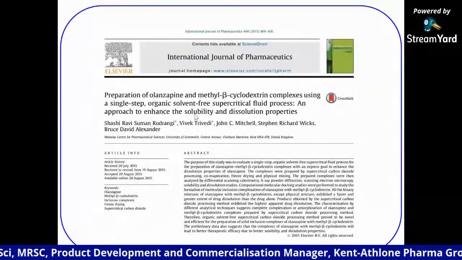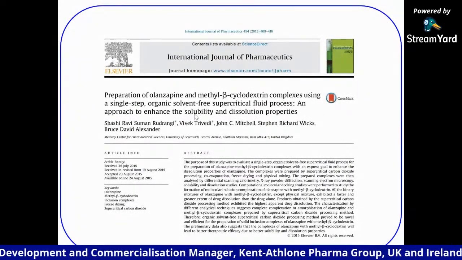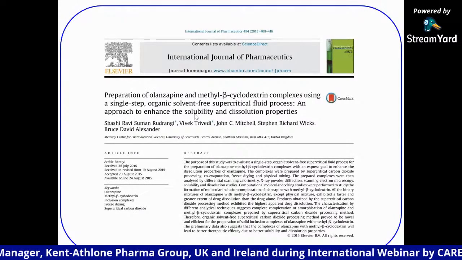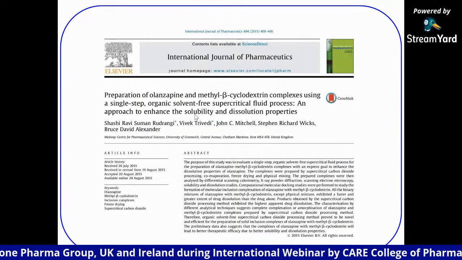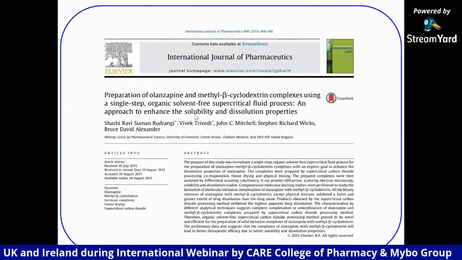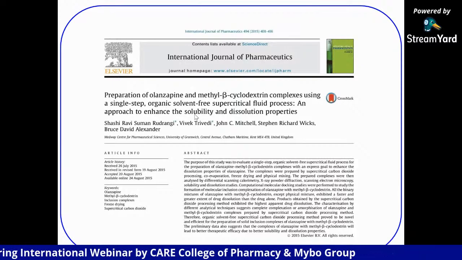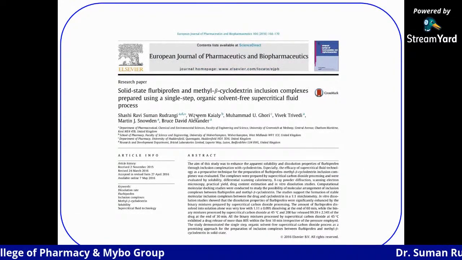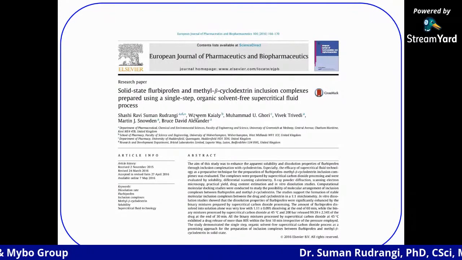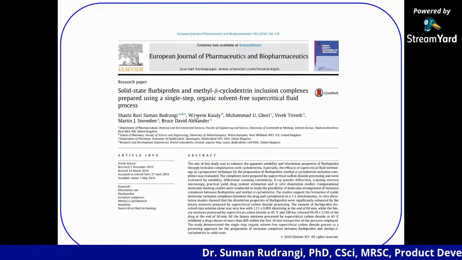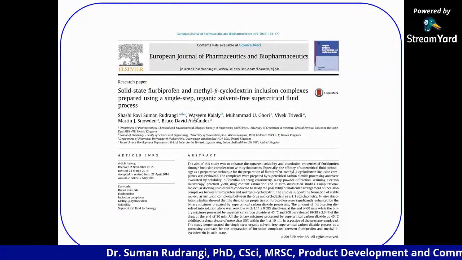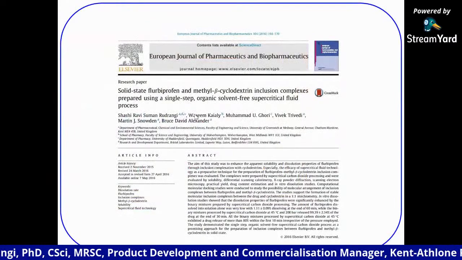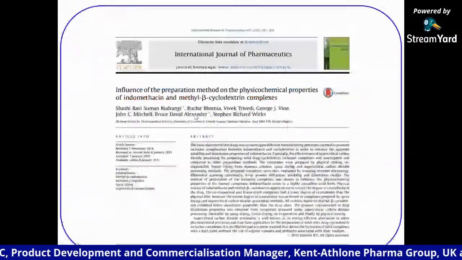And the next work was the preparation of olanzapine and methyl beta cyclodextrin complexes. And yes, I used the same techniques: freeze drying, physical mixing, co-evaporation, and supercritical carbon dioxide processing. And later I worked on flurbiprofen and anandamide with the methyl beta cyclodextrin complexes, and worked on the supercritical processing. So these are various products and cyclodextrin complexes which I worked on.